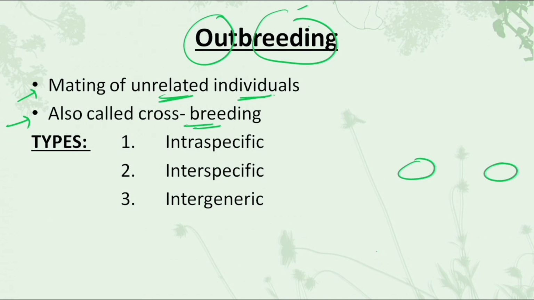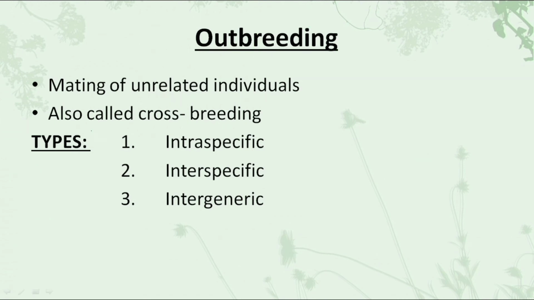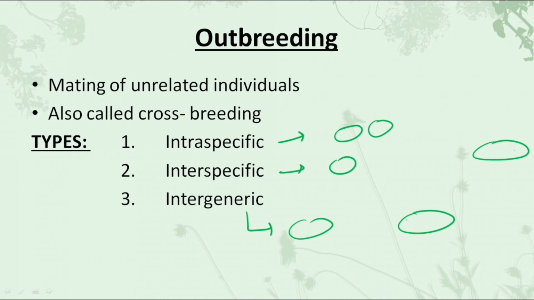There are mainly three types of outbreeding processes. The first one is intraspecific, then we have interspecific, and the third one is intergeneric. In intraspecific, mating occurs between members of the same species. In interspecific, mating occurs between members of different species, and in intergeneric, mating occurs between members of different genera that contain very different genes altogether.